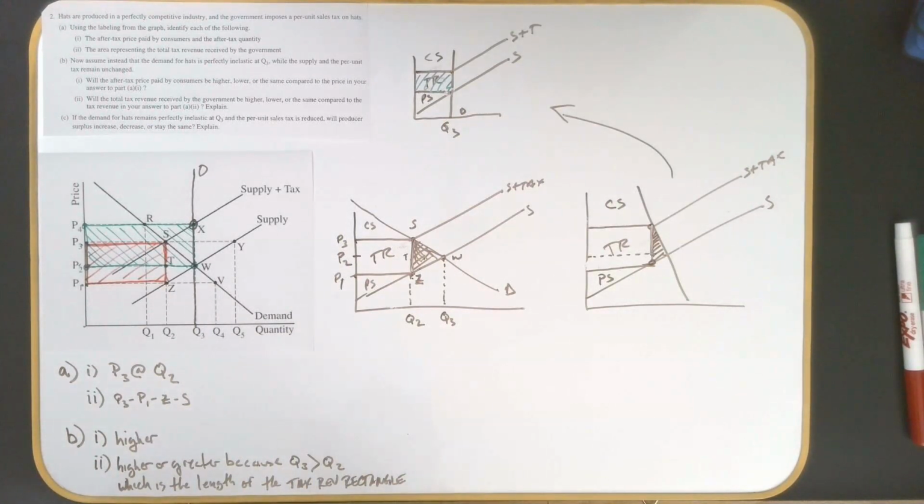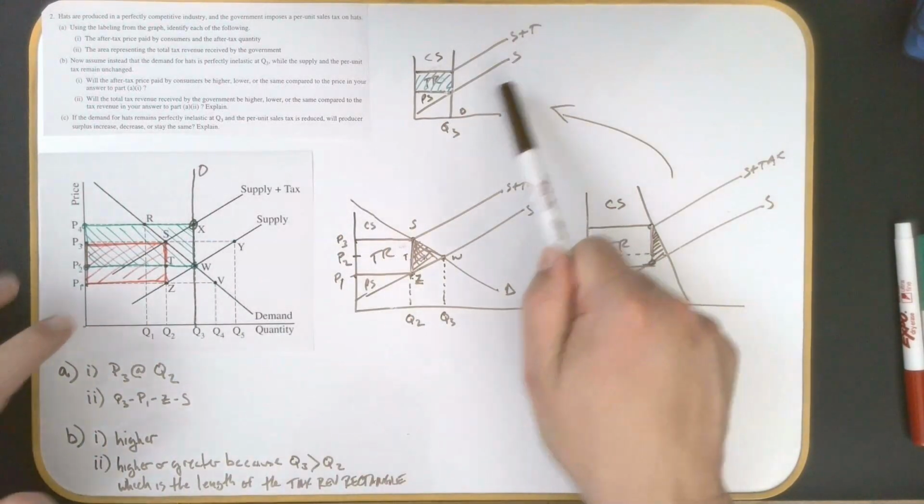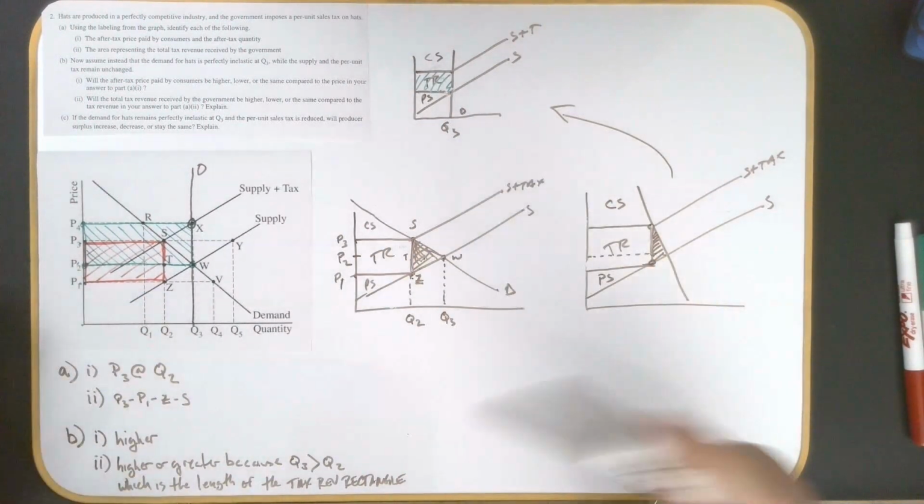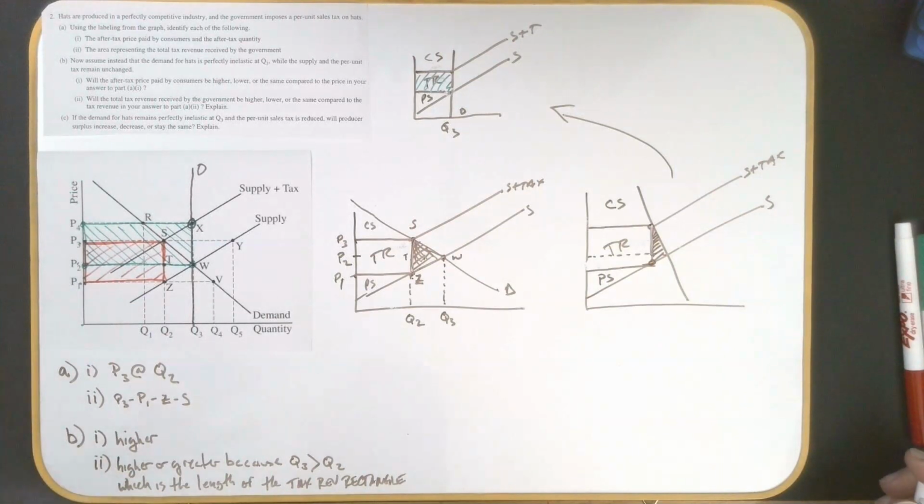Okay, now it's time for part C. If the demand for hats remains perfectly inelastic at Q3, okay, so now we kind of have these two pictures here. All right, if the demand for hats remains perfectly elastic at Q3 and the per unit sales tax is reduced, will producer surplus increase, decrease, or stay the same? Okay, so let's say the sales tax is lower.